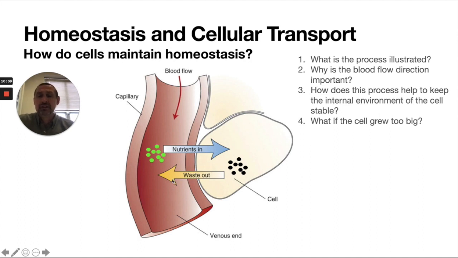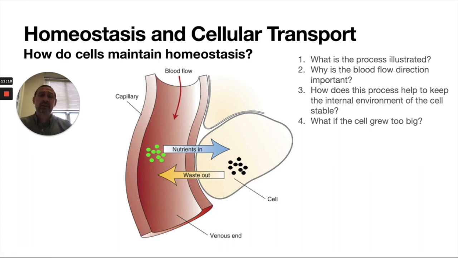Now, why is this blood flow important? Well, if the blood continues to flow in this direction, it's constantly carrying nutrients past the cell. So there's always a high concentration of nutrients in the bloodstream moving into that cell. And so long as the blood flow is moving in that direction, it's always carrying waste products away from the cell, which means there's a low concentration of waste products in the blood vessel, and it can carry those waste products away from the cell.